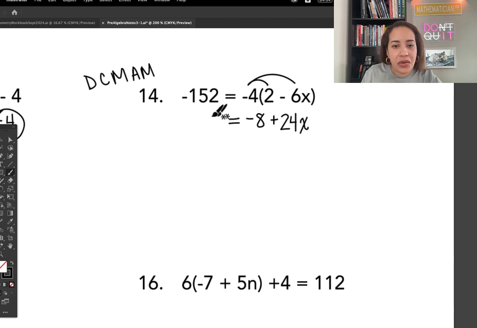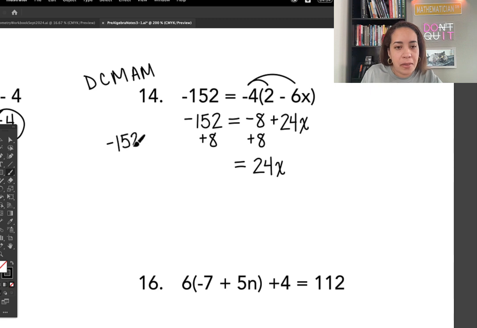Now I can copy down the rest of the problem. I see subtraction and I see multiplication. So it's just like a two-step equation. We know to cancel out subtraction before we can cancel out multiplication. Canceling subtraction, we can add 8 to both sides. So on the right side, I will still have my 24x.